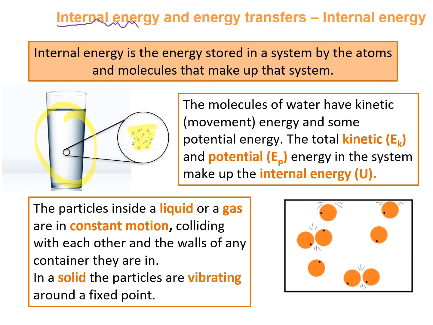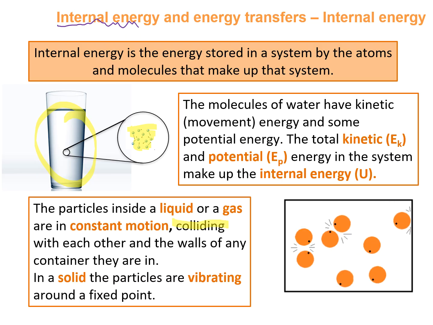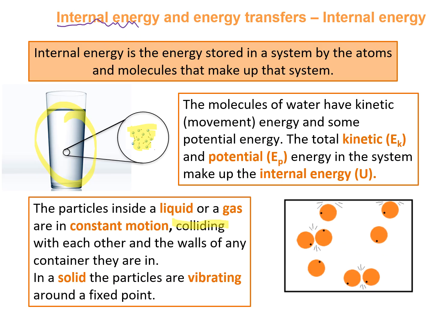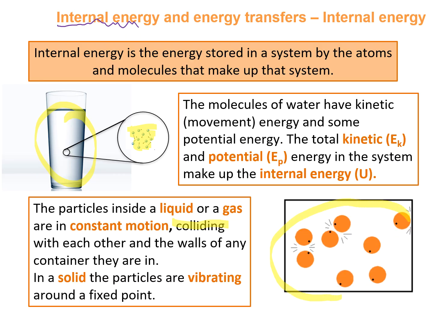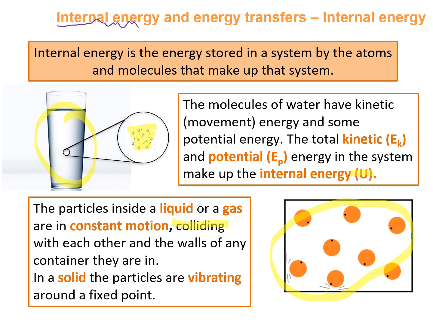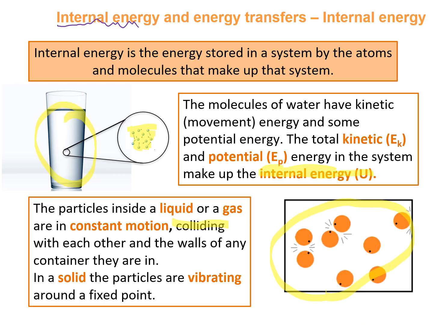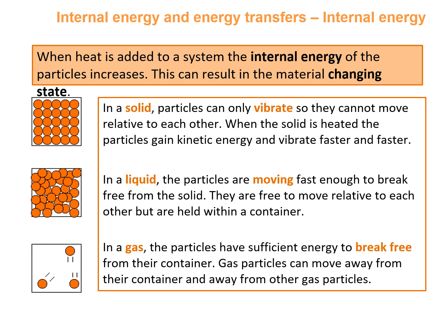It says here the particles in a liquid or a gas are in constant motion, they collide with each other and the walls of the container. In a solid the particles are vibrating, but in this diagram, all of these moving particles, all of their energy added together is the internal energy. And if you heat something up, the particles are moving faster, so therefore they'd have more internal energy. So when heat is added to a system, internal energy increases.